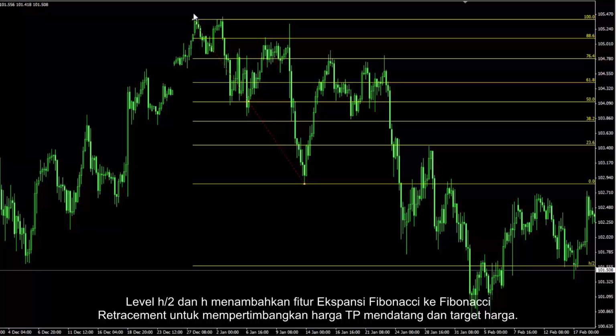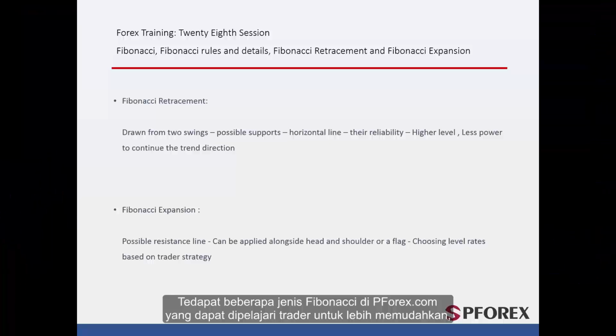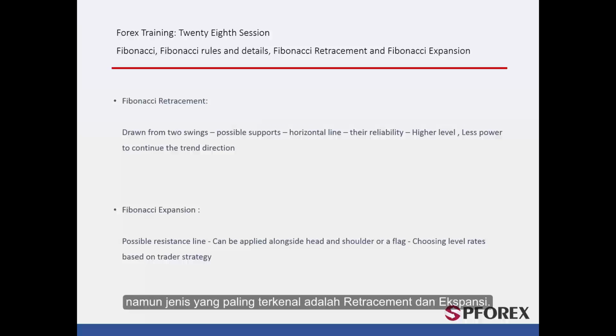There are several Fibonacci types on PFOREX.com. Traders can study for further convenience. Yet the most widespread types are retracement and expansions.